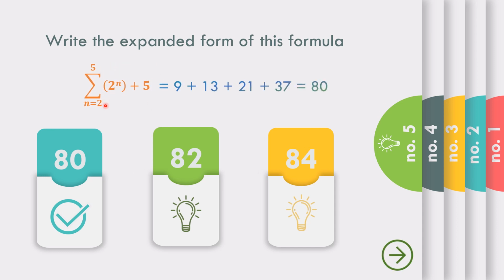How to get 80? If we replace the value of n by 2, so 2 squared is 4 plus 5, that is equal to 9. 2 cubed is 8 plus 5, that is equal to 13. 2 to the 4th is 16 plus 5, that is equal to 21. 2 to the 5th is 32 plus 5, that is equal to 37. Total, all in all, that is equal to 80.